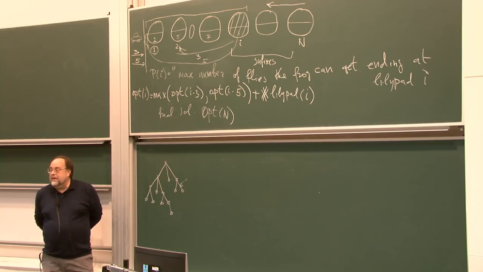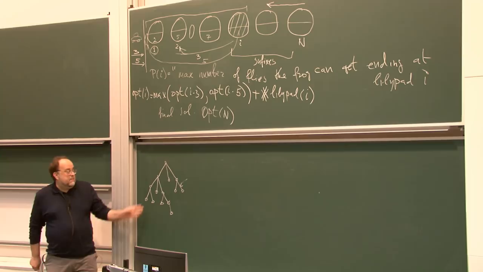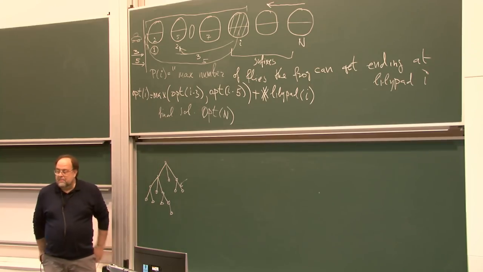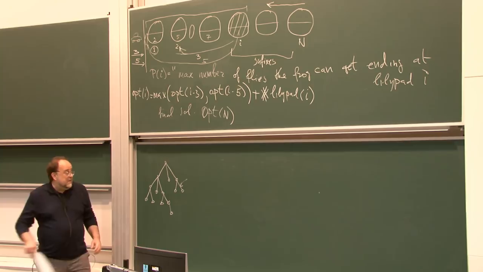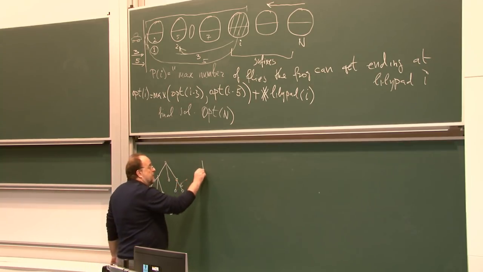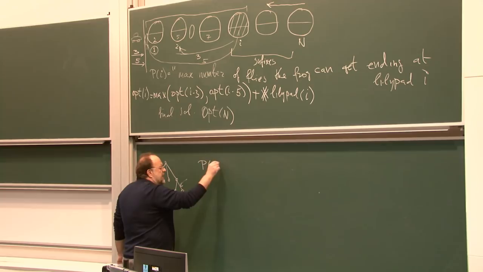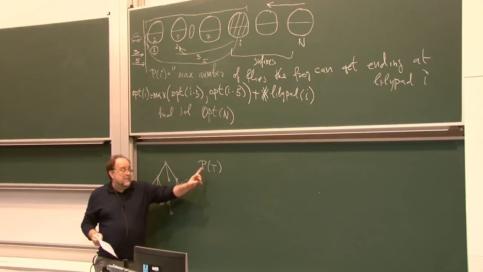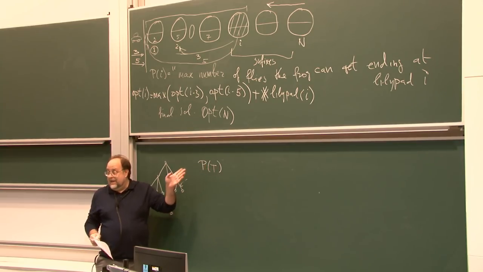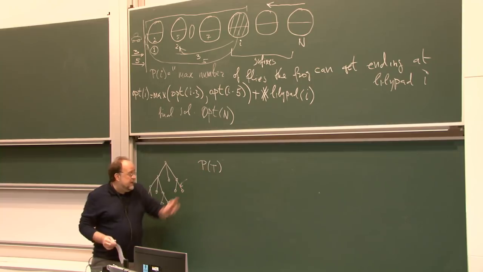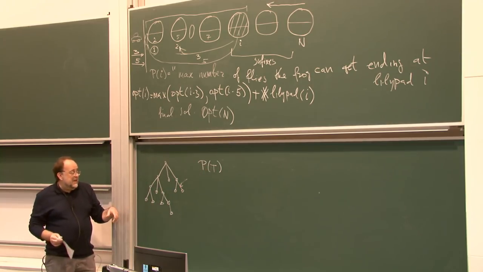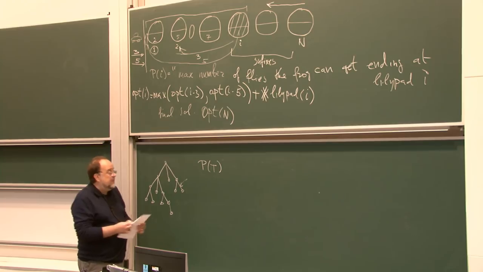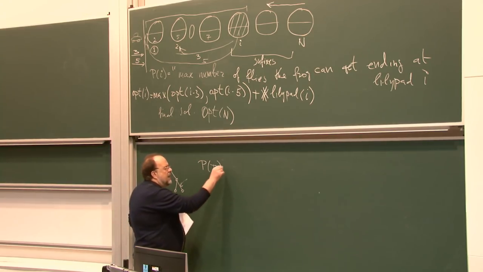Okay, what will be the sub-problems here? What do you think? What are natural sub-problems? We look at all possible subtrees. So here is the problem P of T, right? Notice that it makes no sense to speak about P1, P2, P_i. Here, the problems are indexed by the subtree, or the root of that tree, right?